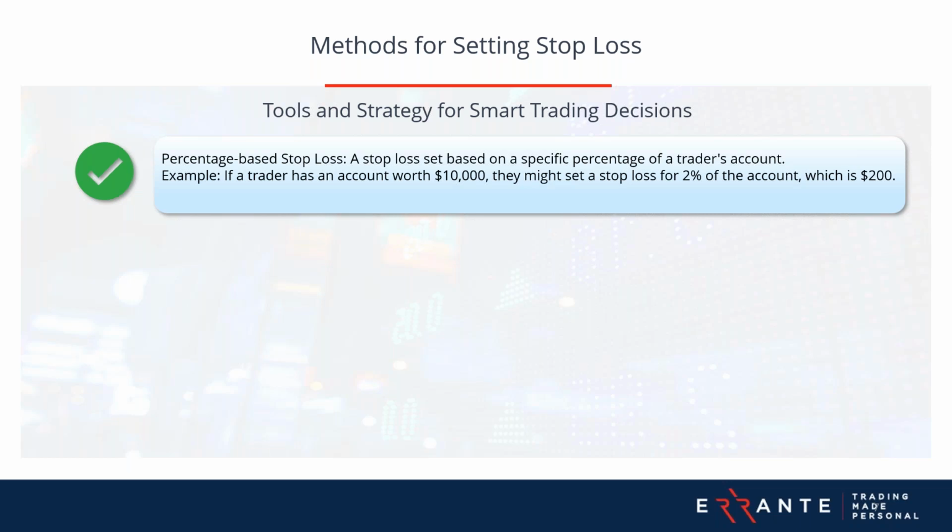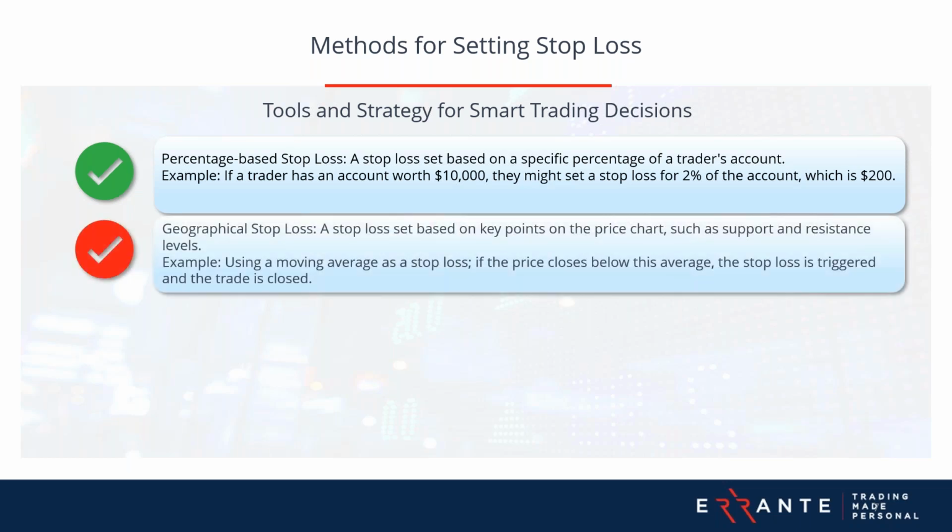Okay. First up is the percentage based stop loss. This method involves setting your stop loss at a certain percentage of your trading account's balance. For example, if you have a $10,000 account and you decide to risk 2% on a trade, your stop loss would be set to protect $200 of that account. And this method is straightforward and helps maintain a consistent risk management strategy across various trades.